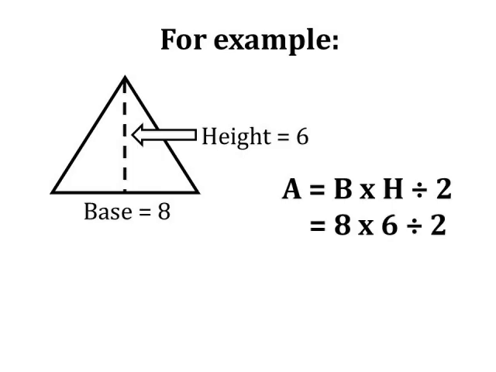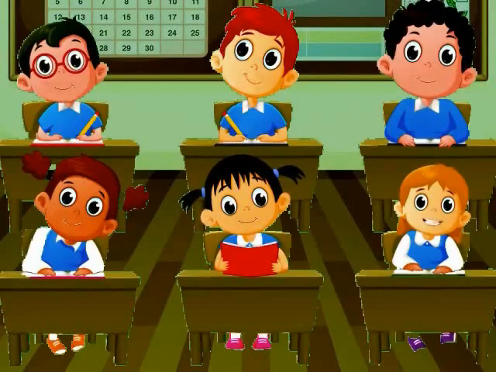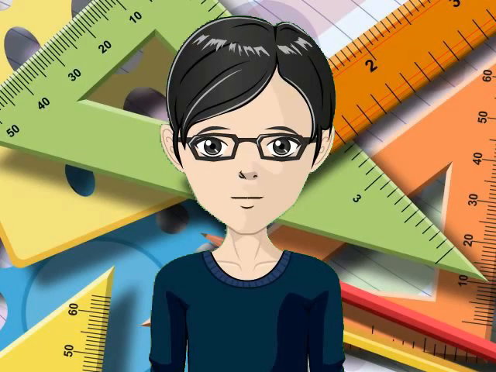So area equals 8 times 6 divided by 2. 8 times 6 is 48. 48 divided by 2 equals 24. So the area of this triangle is 24. Okay? Okay po. Another example.